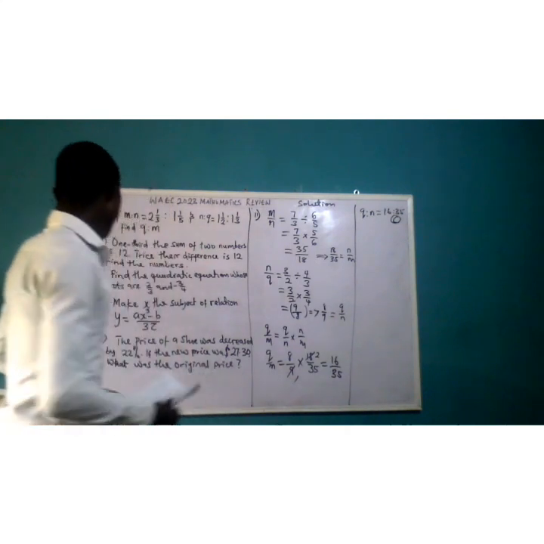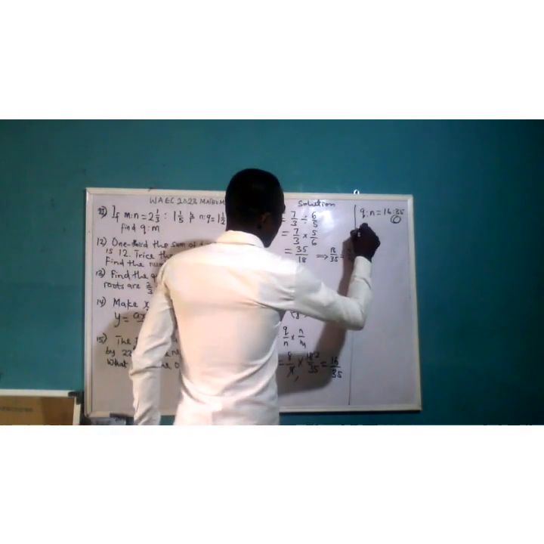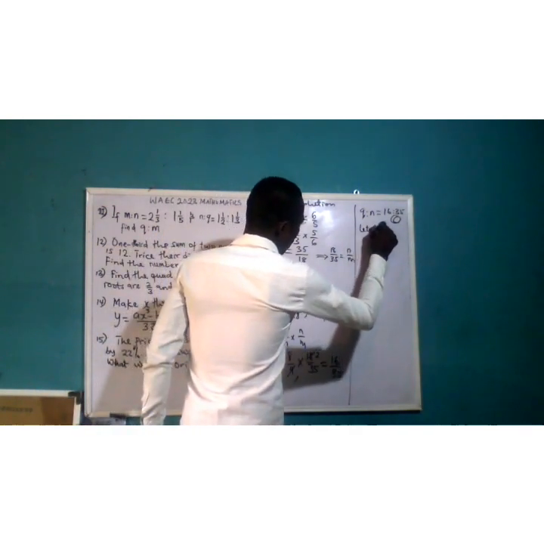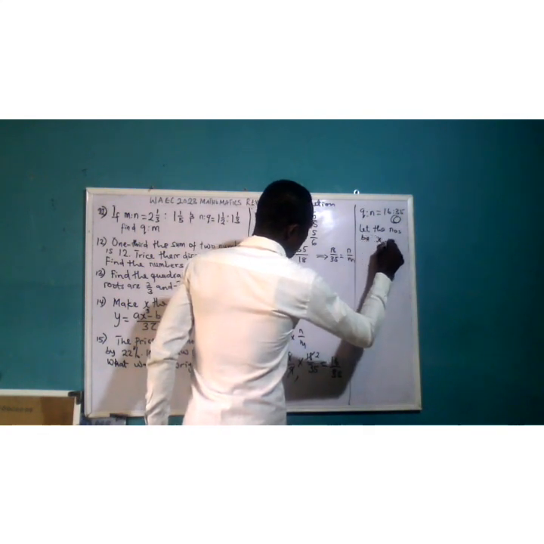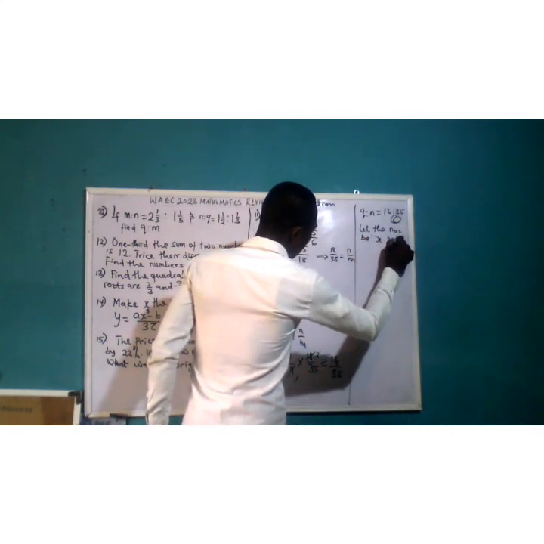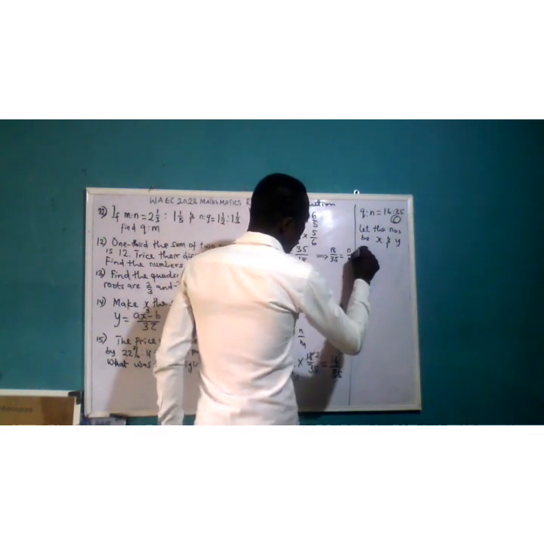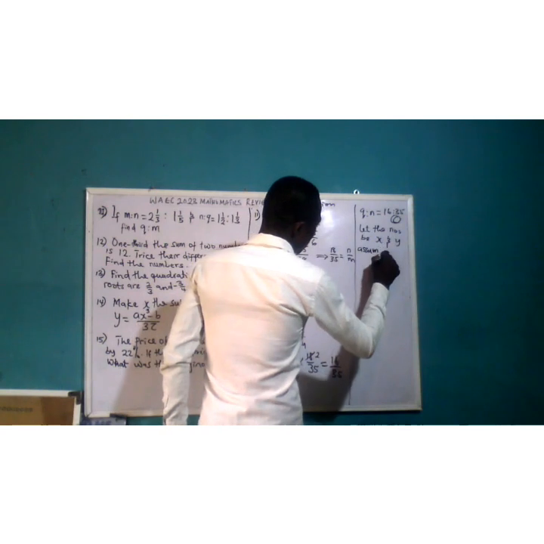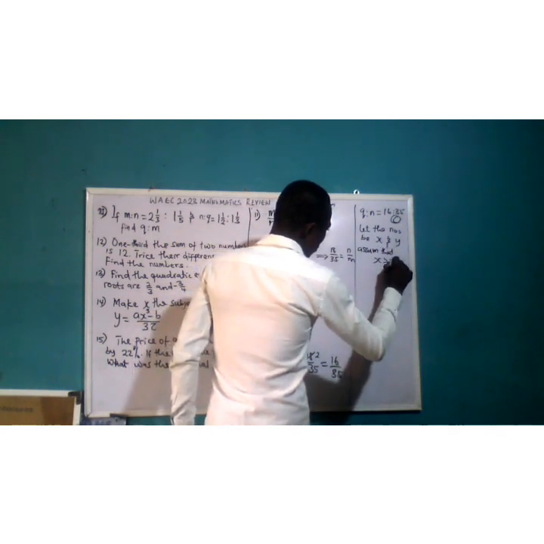Now let's look at question number 12. One third of the sum of two numbers is 12. Thrice their difference is 12. Find the numbers. Okay, let the two numbers be x and y, and let's assume that x is greater than y.